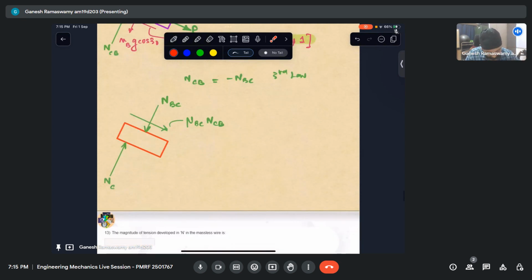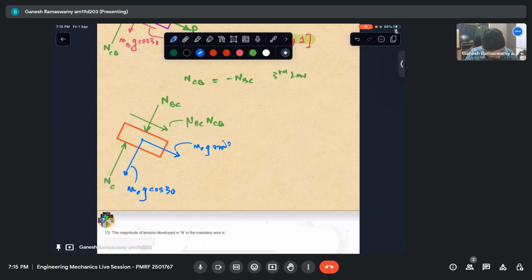Okay. Now, if this is going this way, we have to label the weight. So its mass will be MC, and this force will be MCG cos 30, and then I have this force as MCG sin 30. There is only one more force left for box C, which is the friction force. Friction actually will be acting in this direction.